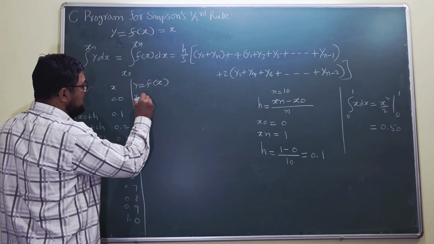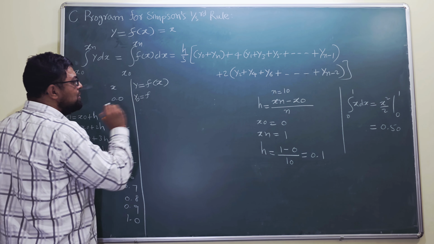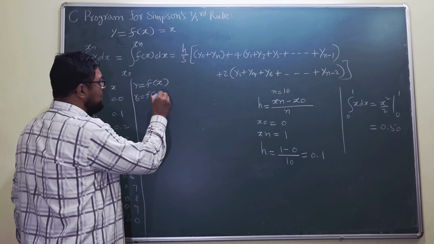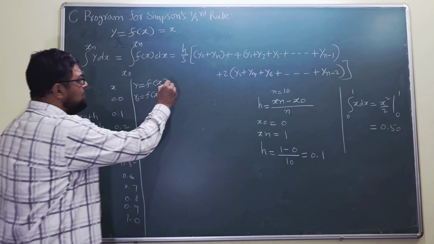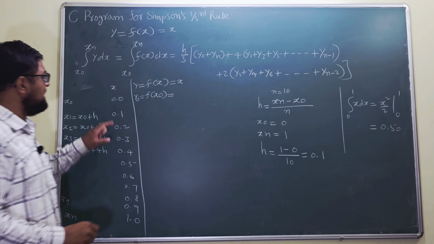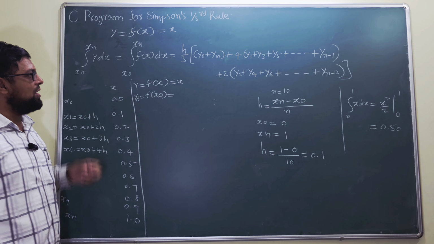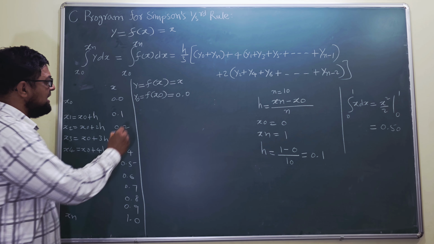Y0 will be f of x0. Since f of x itself is equal to x only, it will be the value of x0 only, that is 0.0. Similarly we have y1.